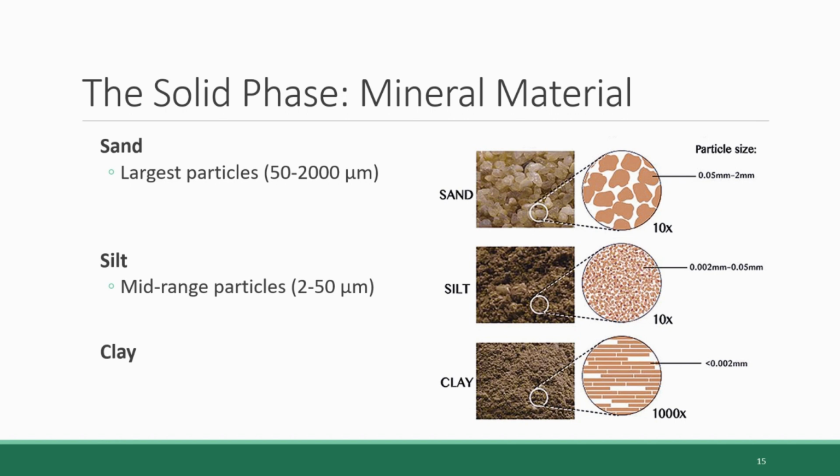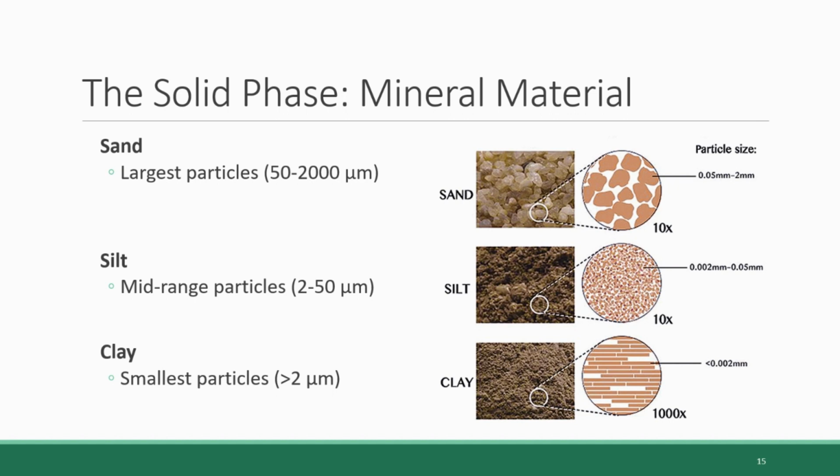And then clay has the smallest of these three particles. Clay particles are less than 2 micrometers, which is about the diameter of a single bacterium, so very, very small. And as you can see in the figure on the right, you can see a size comparison between the three different particles. And also, there's an illustration that shows you how the different sizes of the particles cause these materials to pack together differently.